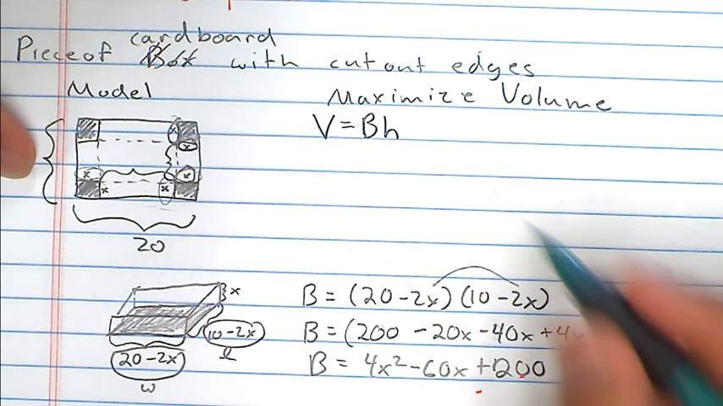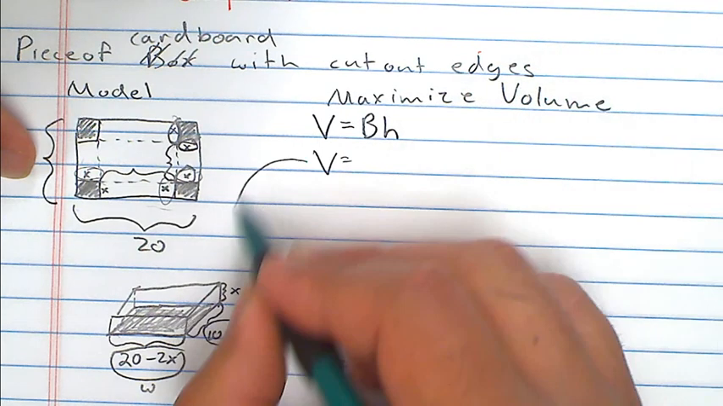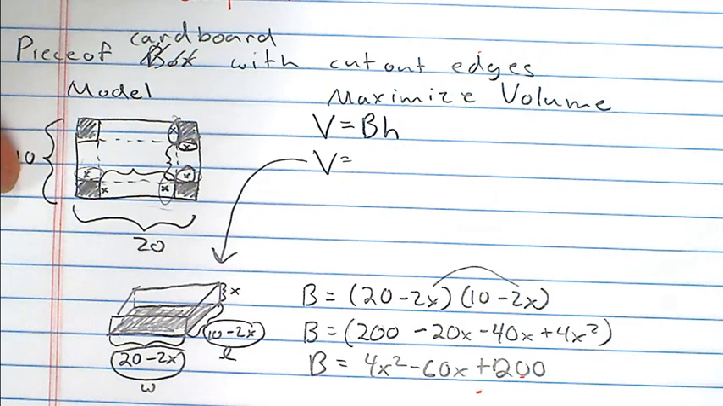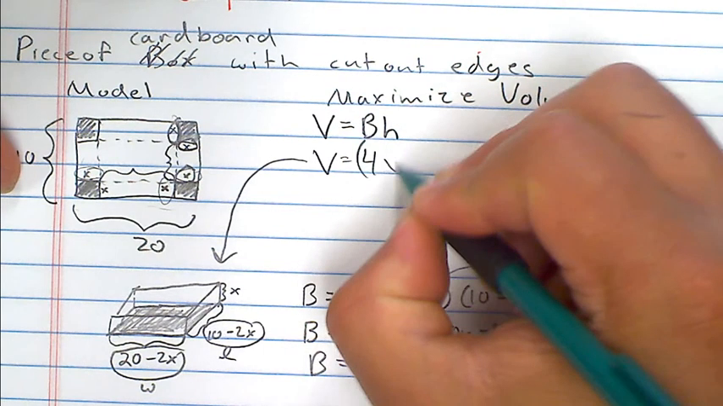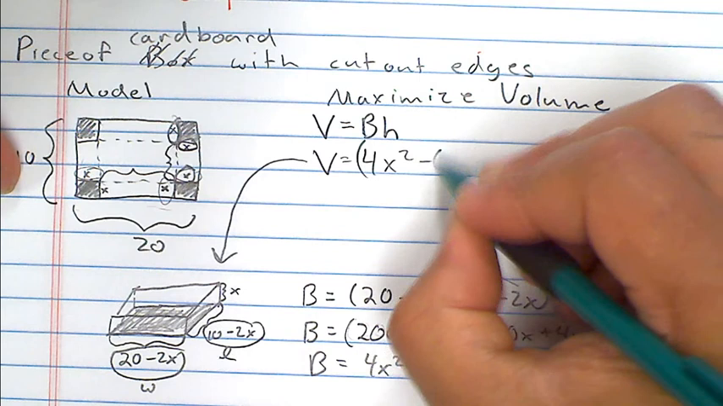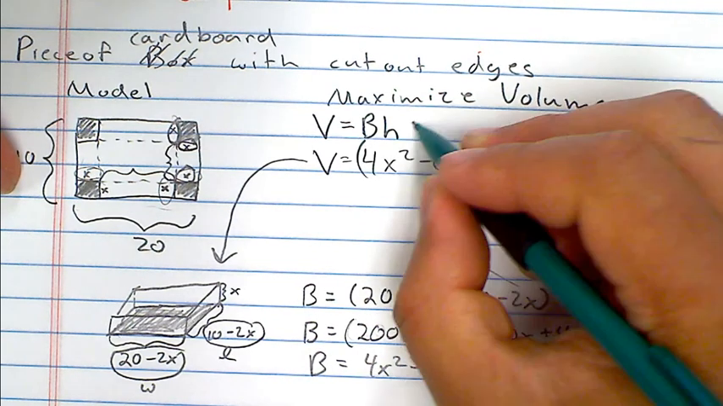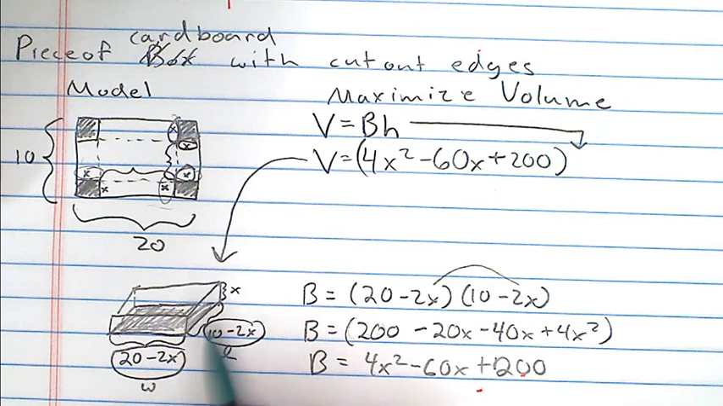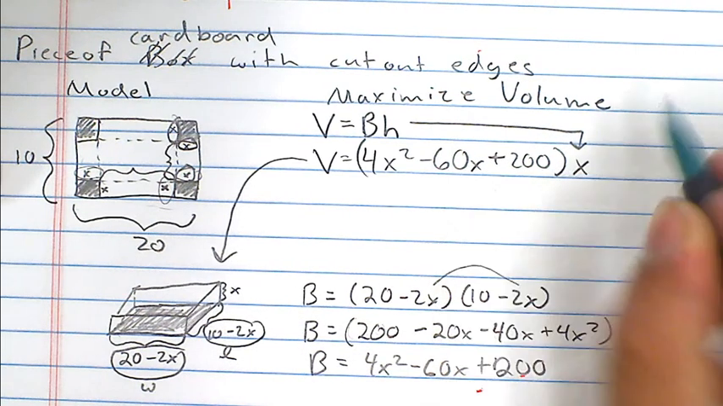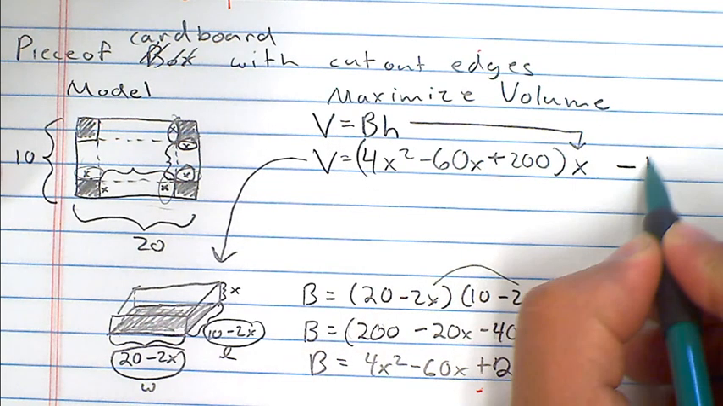Okay, so that's my big base of this container here. My big base is 4x squared minus 60x plus 200. But you see, we also have a height to consider. The height is actually x. That's why it's important to do a good model. And we're maximizing volume. This is our volume equation. We call this our primary equation.